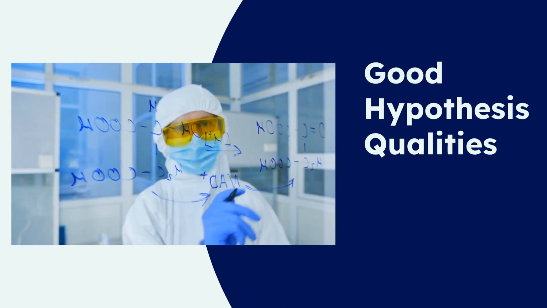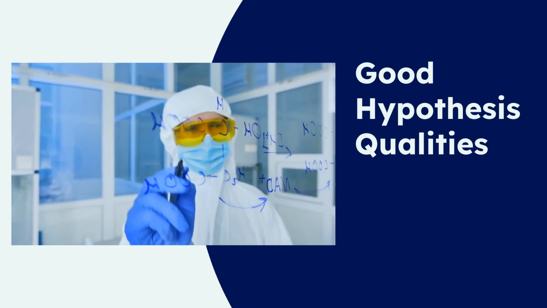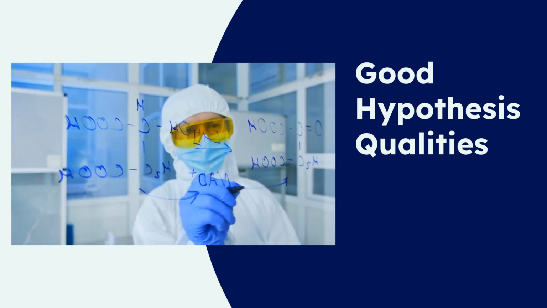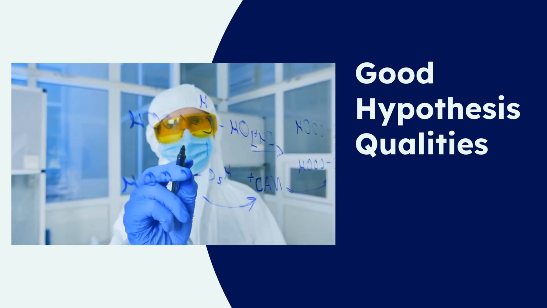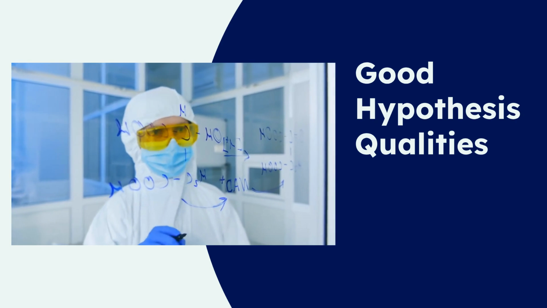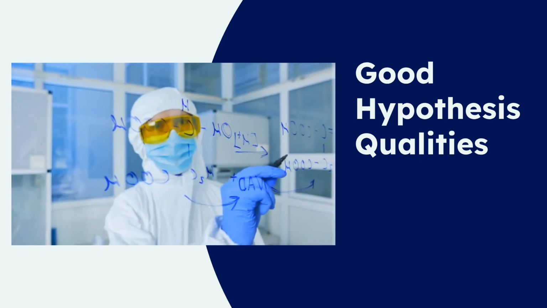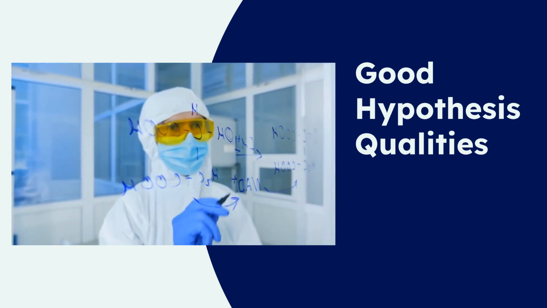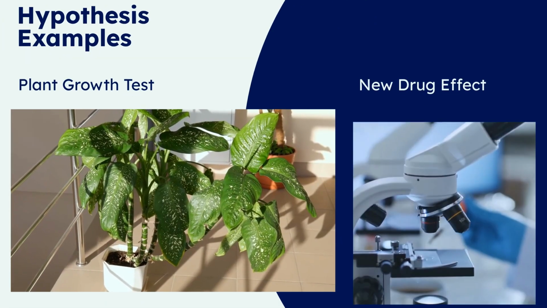A good hypothesis must be testable, meaning you can design an experiment to prove or disprove it. It also needs to be falsifiable, meaning there's a possible outcome that would demonstrate it's incorrect. And, importantly, it's based on existing knowledge or observations. Let's look at a couple of examples.